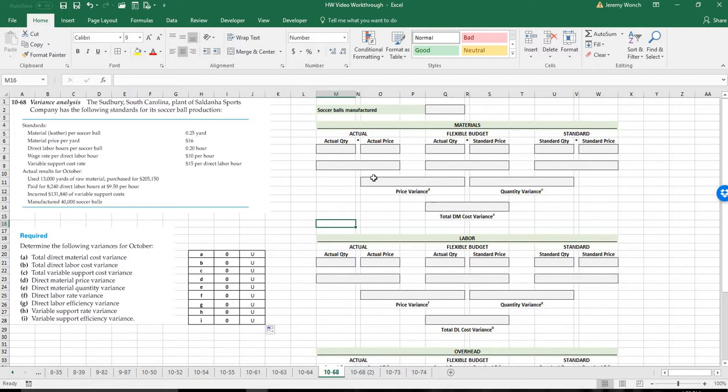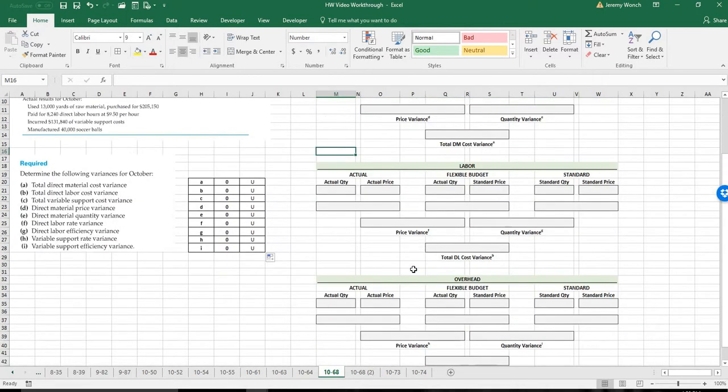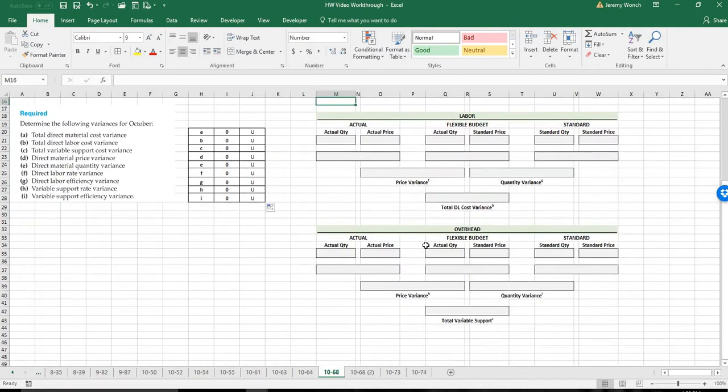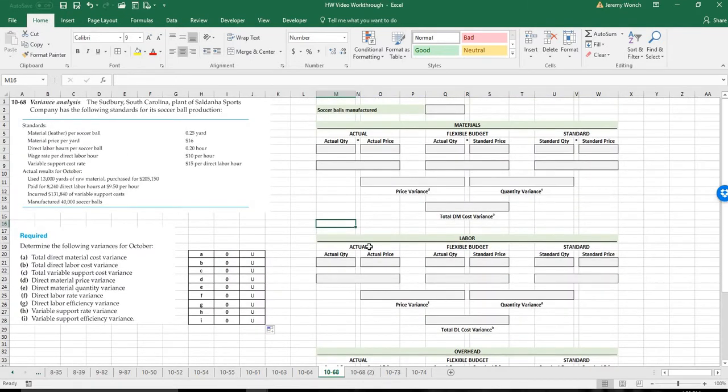And so we have that set up here. We have a little table set up for materials, a little table set up for labor, and a little table set up for overhead. So let's go ahead and start with the materials.